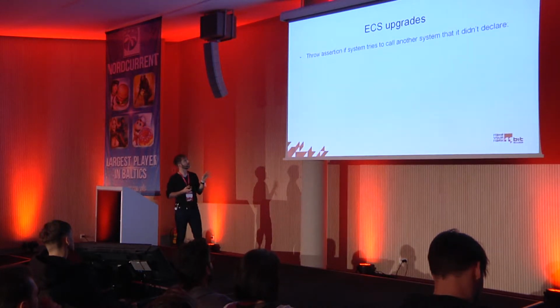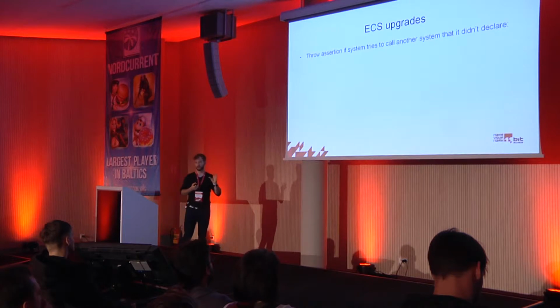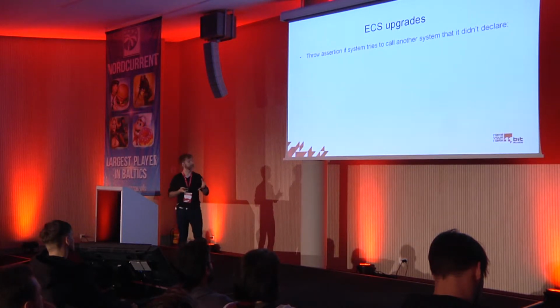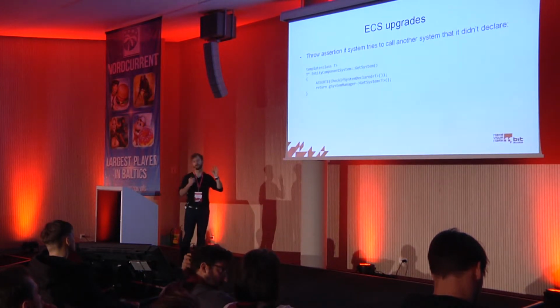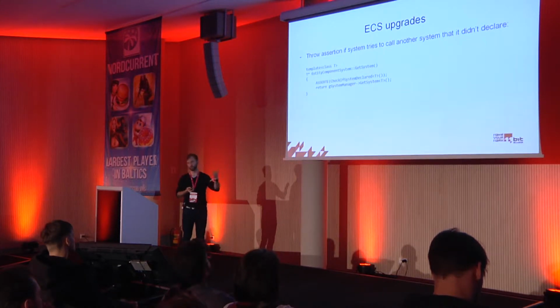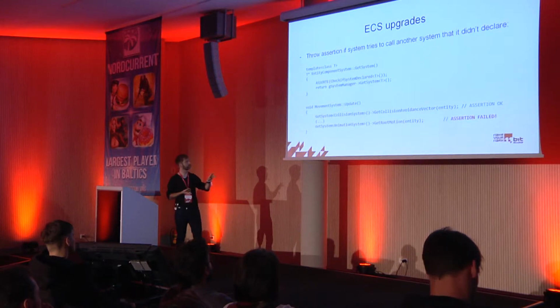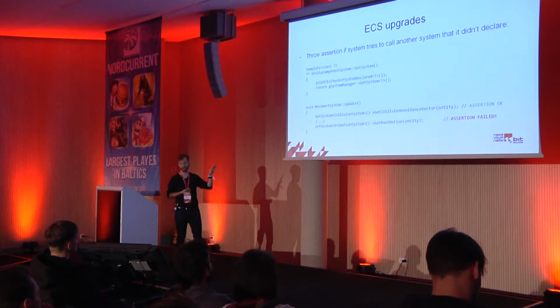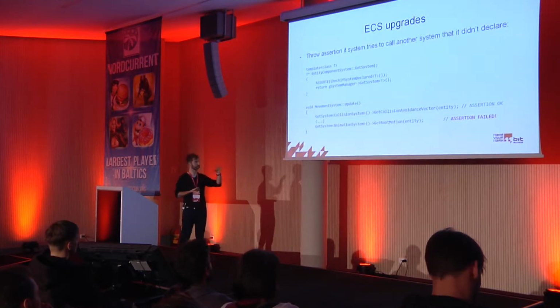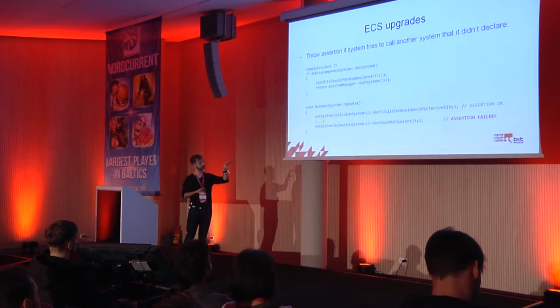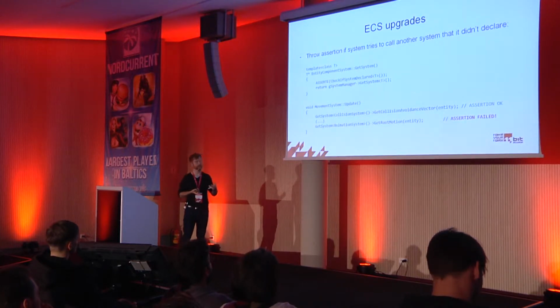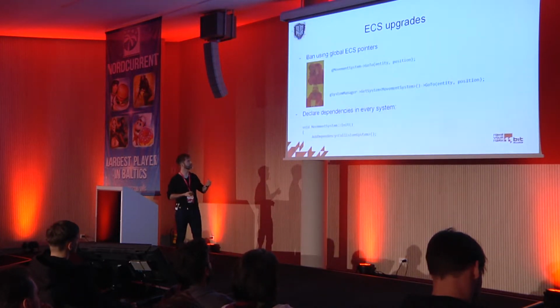The last thing is to add an assertion in the system that fires every time we try to call another system that we didn't declare. So we have a template method getSystem in one of our systems. We check if we've declared the system, and then we retrieve the system from the global manager. So it will work like that. If during the update we are accessing the collision system that we have declared, the assertion will be okay, but if later on we use, for instance, the animation system, the assertion will fail because we didn't declare it here.